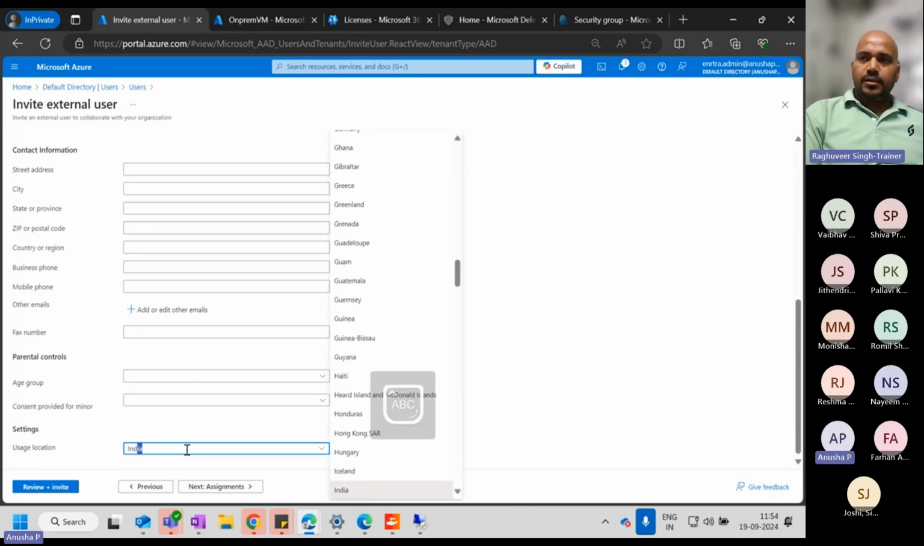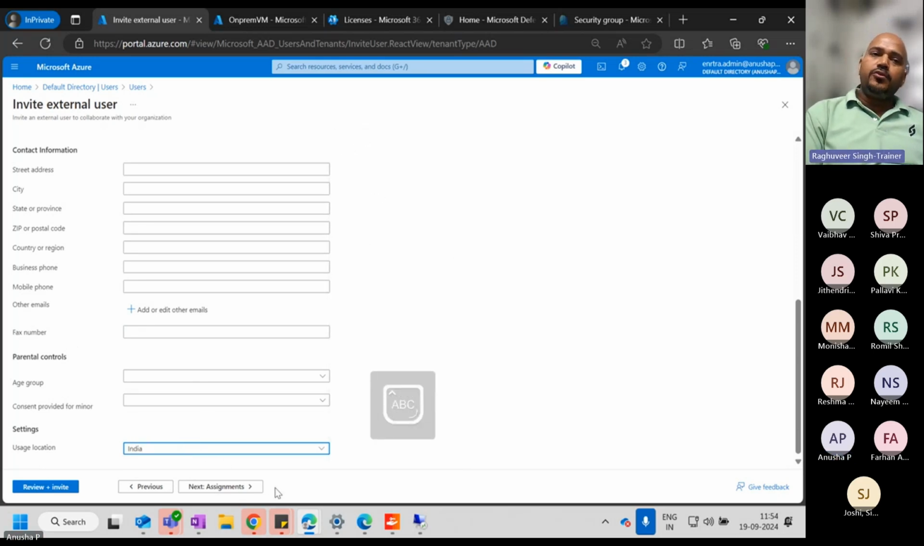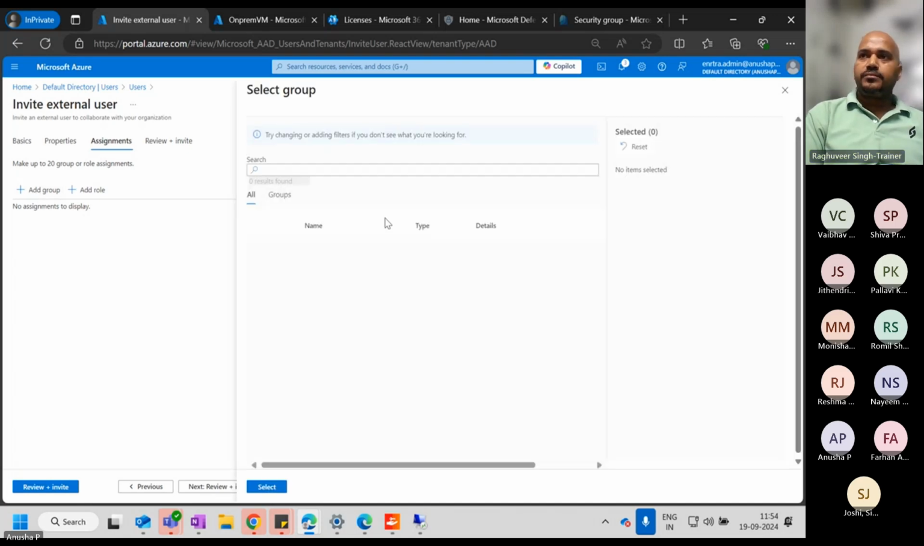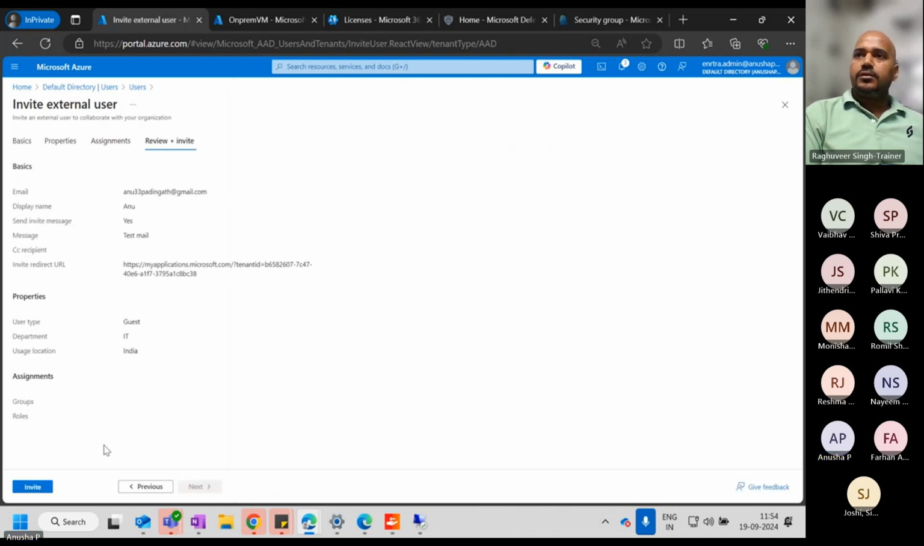Always remember to provide usage location. Usage location is important for that user to access the service. If you don't provide usage location, the user will not be able to access most of the capabilities. Add role and group, leave it. You don't need to provide it. However, if you want to test your dynamic group, this is the opportunity.